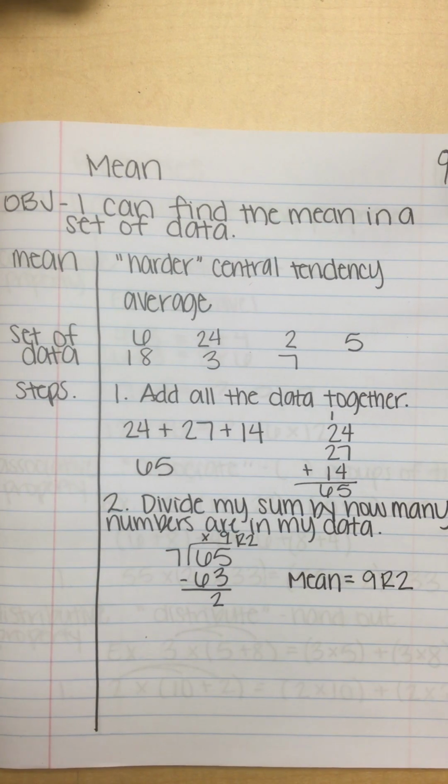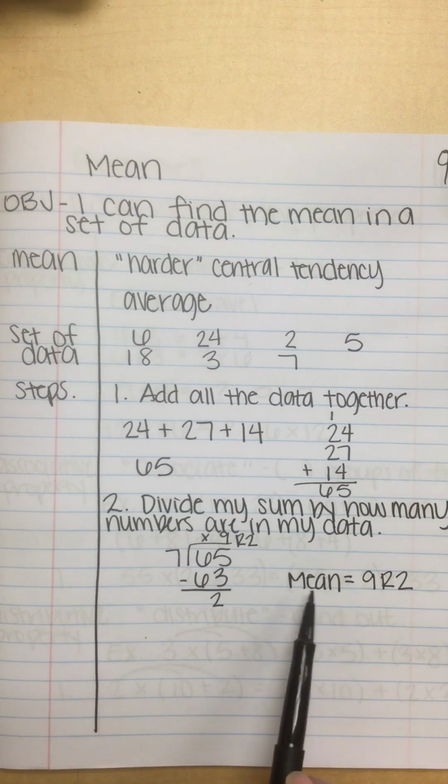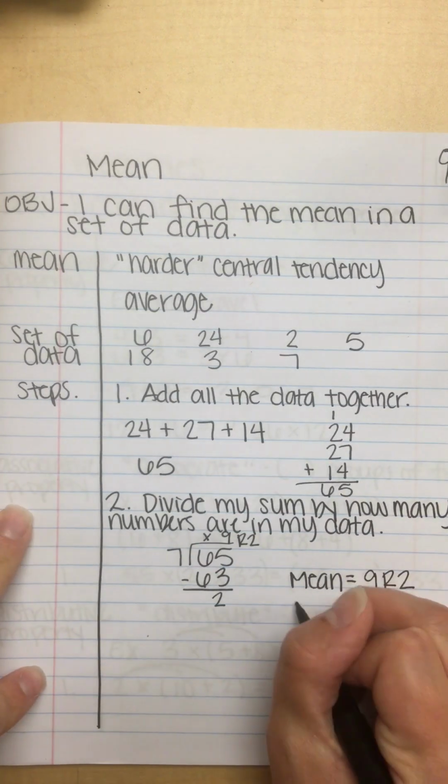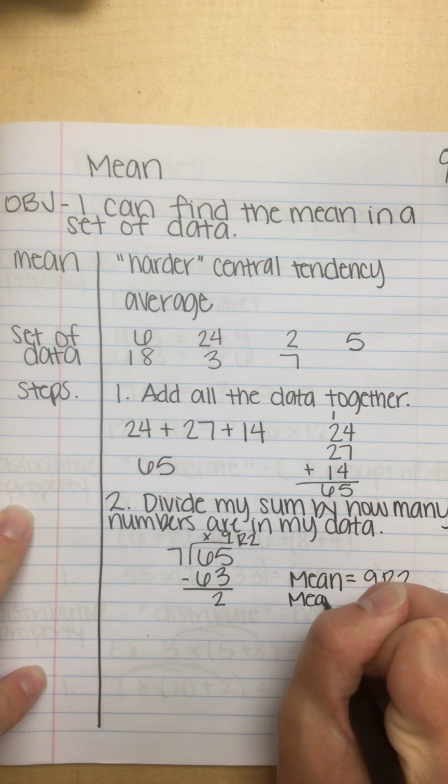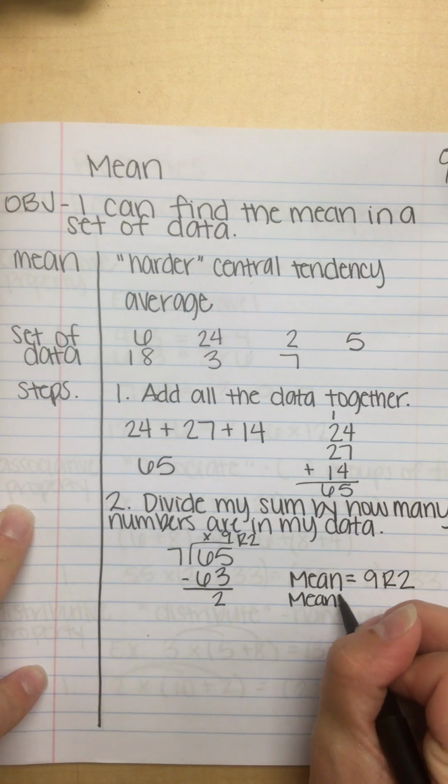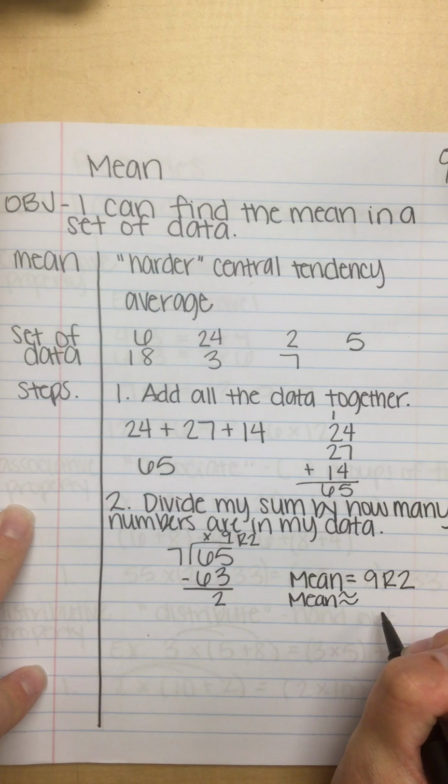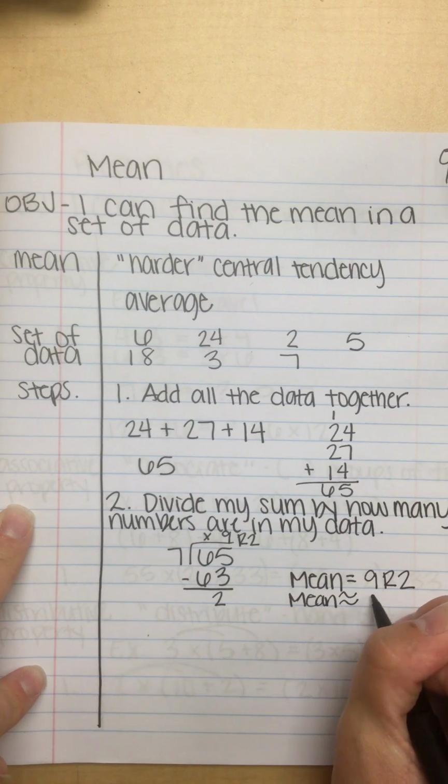Now, if your teacher doesn't want you to put a remainder for the mean, then you could just put the mean is approximately 9. And the way we do that is instead of an equal sign, we do little squiggly equal signs, and that means approximately 9.